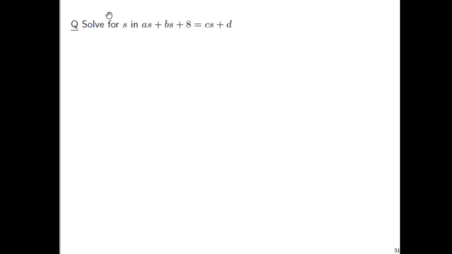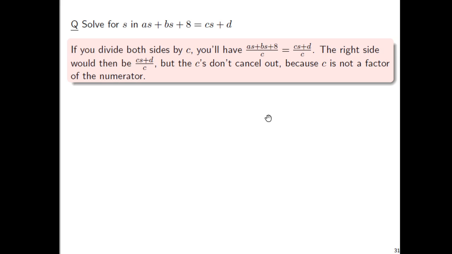Here's another one. Solve for s in as plus bs plus 8 equals cs plus d. Notice s is written 3 times in the equation. Once, twice, 3 times. So we need all the terms with s on one side and all the terms without s on the other side.